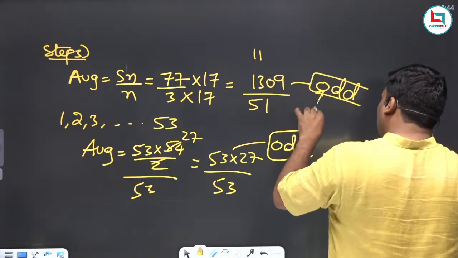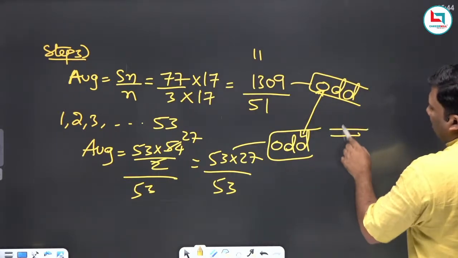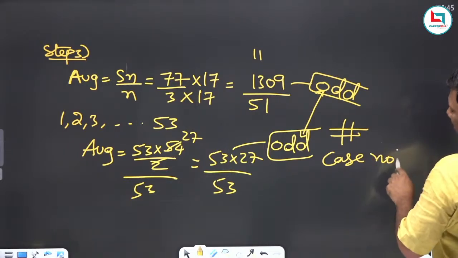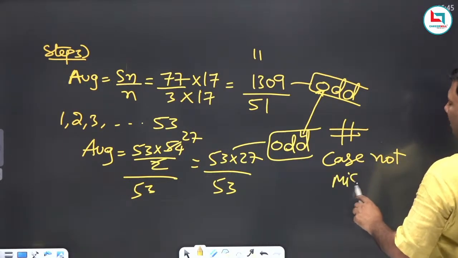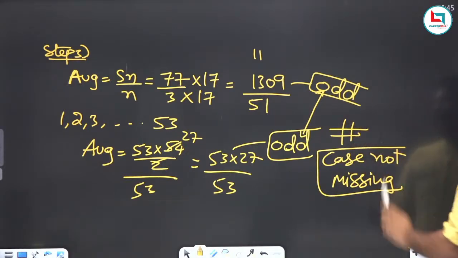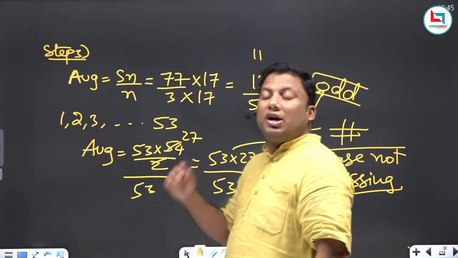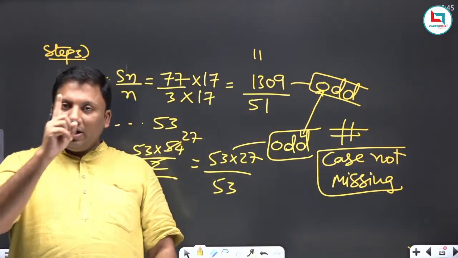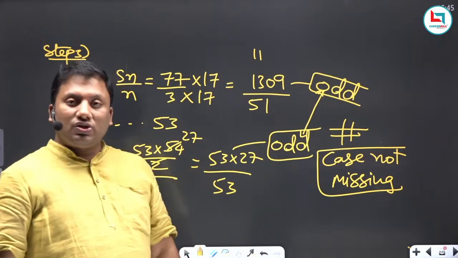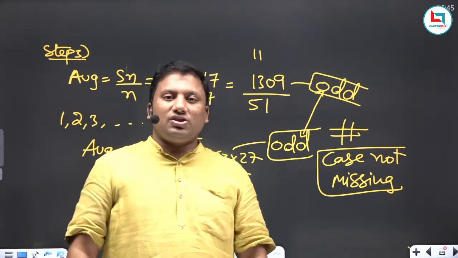The difference should be odd, but here the difference is odd minus odd, which is even. This case is not possible. If a page is missing, the sum of the page numbers should be an odd number, but here the sum of the page numbers is an even number. Odd minus odd is an even number. If one page is missing, say 10 and 11, 10 plus 11 is 21, an odd number. 18 and 19 also give an odd number.